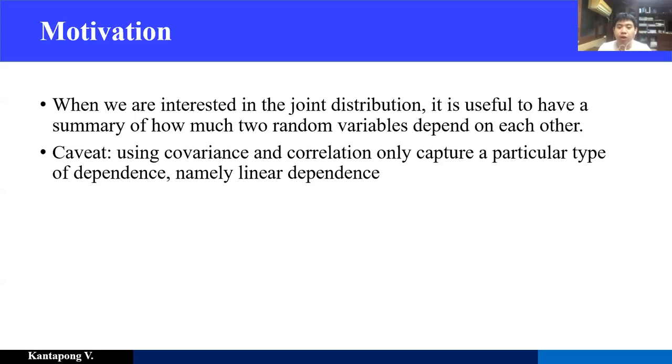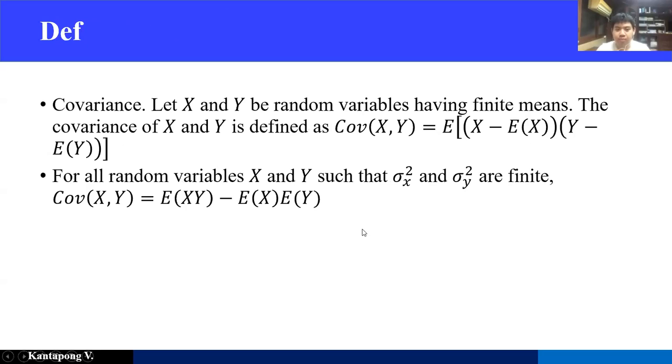But the caveat here is that using the covariance and correlation only captures a particular type of dependence, namely the linear dependence. So the definition: the covariance of X is equal to this one. Equivalently, it is this one.